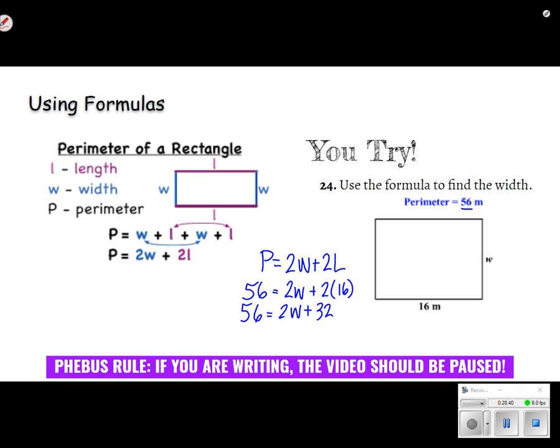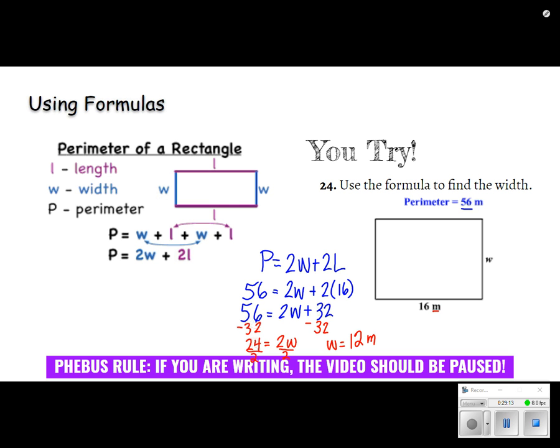So this is our two-step equation. So we're going to subtract 32. So that's going to be what? 24 equals 2W. And then to get rid of the multiply by 2, I'm going to divide by 2. So W equals 12. My units are in meters. This is a dimension, so we do not have to worry about squared units, because that is only for area in meters squared. A length and a width would just be measured in meters.